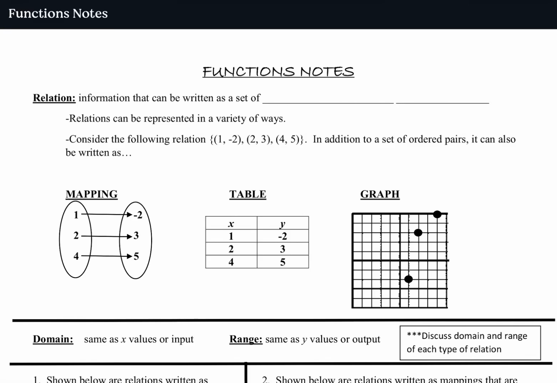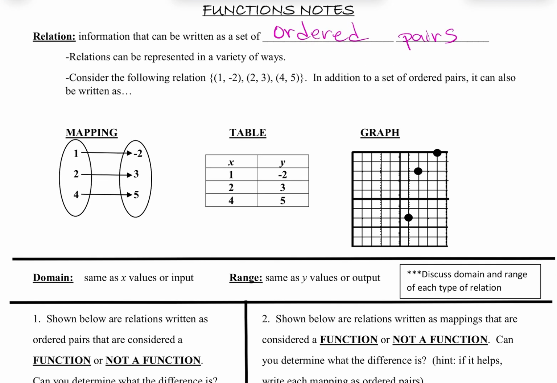Function notes. Let's review these. A relation is information that can be written as a set of ordered pairs. A relation can be represented in various ways. One of the ways is in a set notation.